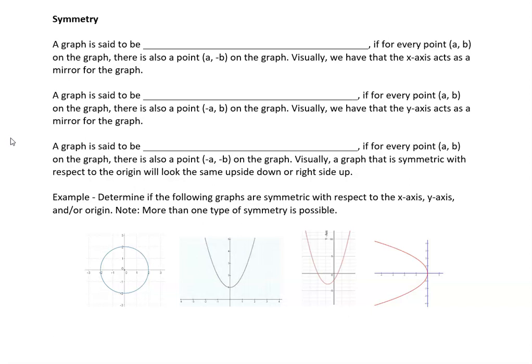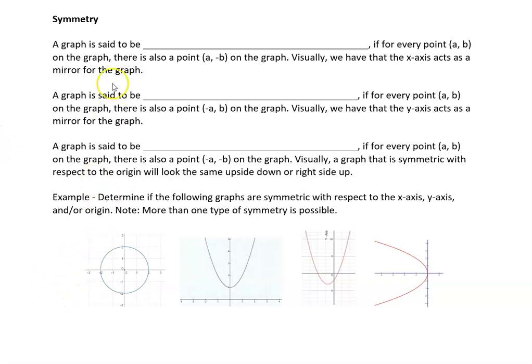So we're going to be looking at symmetry with respect to the x-axis, symmetry with respect to the y-axis, and also symmetry with respect to the origin. We're going to look at the definition for what each of those means. We're going to talk about what it means visually, and then we're going to use those to determine whether some graphs have symmetry and what kinds.